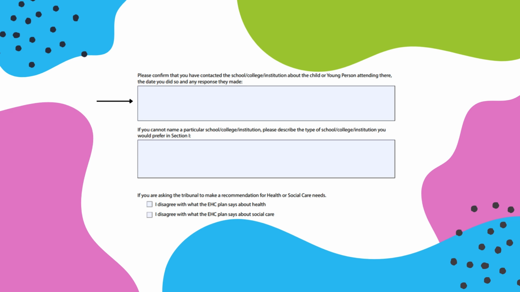There is also the option to add a type of education setting in this box, if the parent, carer, or young person is unable to name a particular school at the time of lodging the appeal. It is also possible to ask the tribunal to make recommendations about the health and social care sections within an EHCP. If this applies, one or both of these boxes can be ticked.